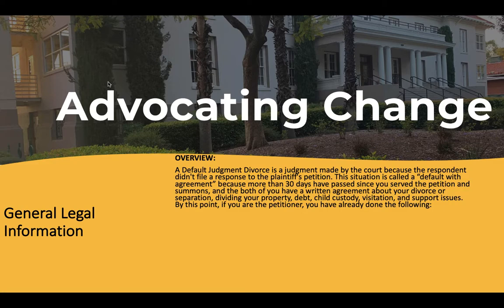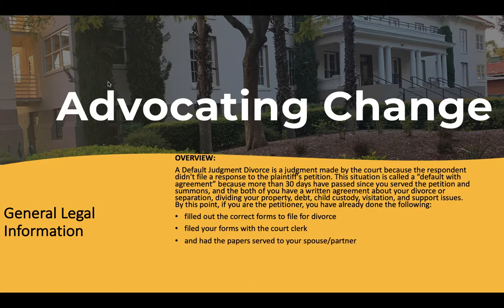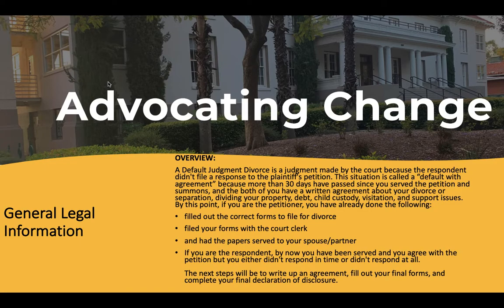By this point, if you are the petitioner, you have already done the following: filled out the correct forms to file for divorce, filed your forms with the court clerk, and had the paper served to your partner or spouse. If you are the respondent, by now you have been served and you agree with the petition, but you either didn't respond in time or didn't respond at all. The next steps will be to write up an agreement, fill out your final forms, and complete your final declaration of disclosure.